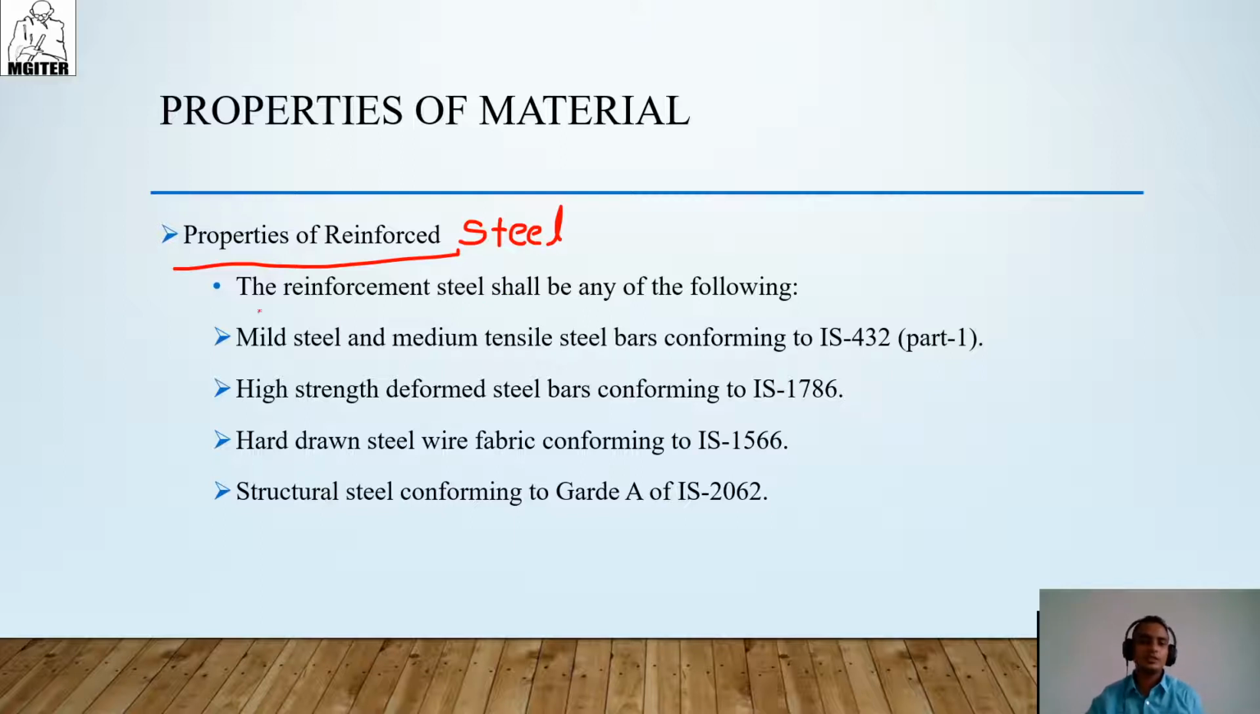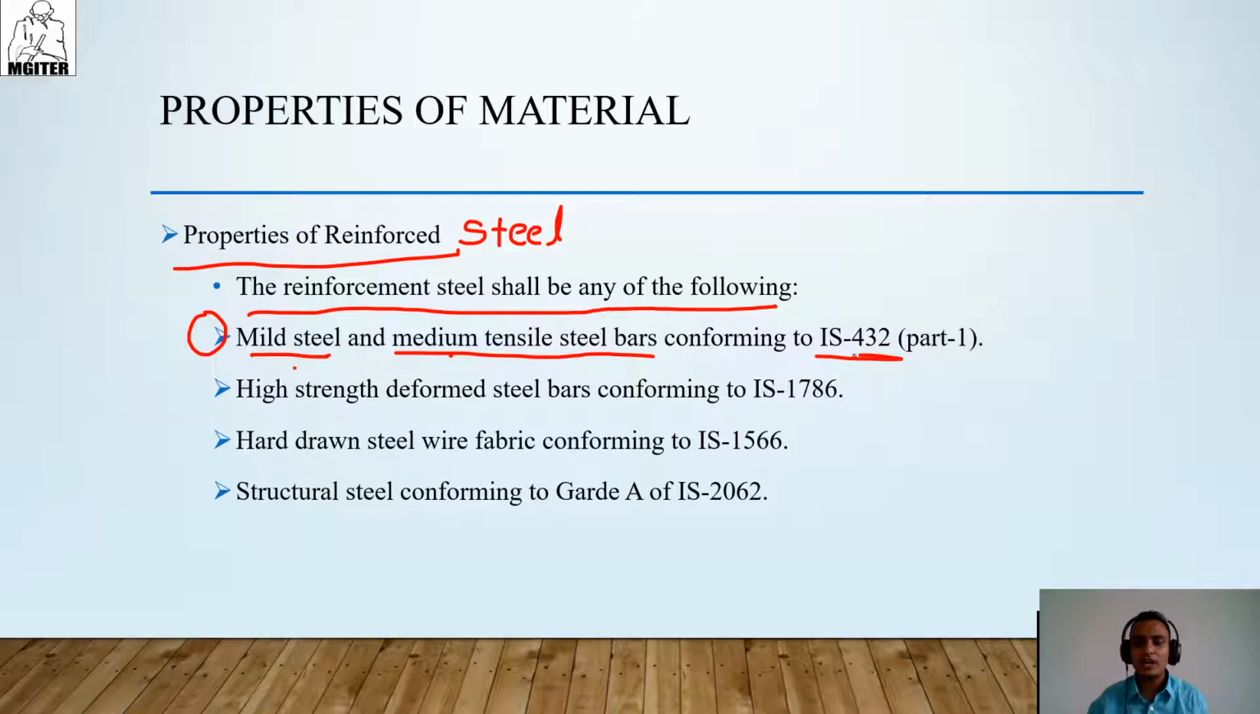Properties of reinforcement steel. Reinforcement steel shall be any of the following: mild steel and medium tensile steel bar, which we use in construction. Then we have to follow IS 432 part 1. When we design high strength deformed steel bar in construction or in a design, we have to follow IS 1786. IS means Indian Standard Code.